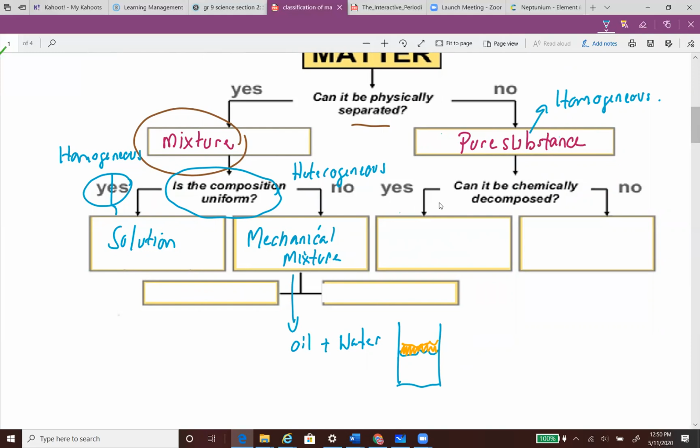Whereas a solution, like with the example before, if I have a beaker of salt water, would look the same everywhere. So it would be homogeneous. A mechanical mixture is something where we can see more than one type of substance. We can actually divide mechanical mixtures into two other categories. We can call them suspensions and colloids. So I'm going to explain what those two are.